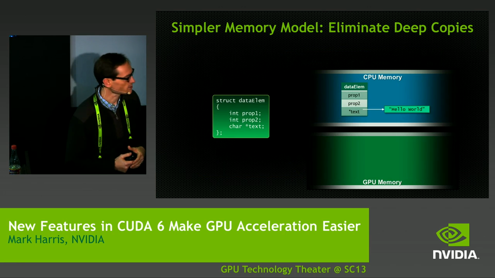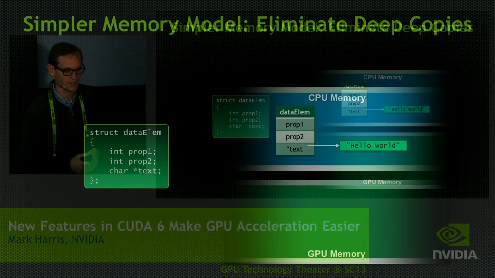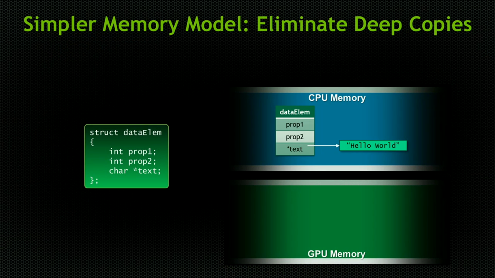So let me give you an example of how unified memory helps you port existing code and data structures to the GPU. Here we have an arbitrary struct that we've defined called data element, and it has some integer members, but it also has a pointer to string data. So here we have it in CPU memory where we've got a pointer to the string hello world.